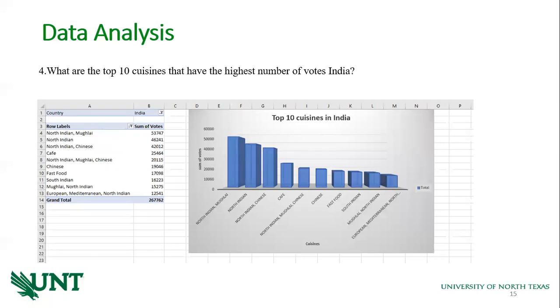What are the top cuisines that have the highest number of votes in India? Since we all know that India is the country with the highest number of restaurants registered with Zomato, the Zomato restaurants in India provide various kinds of cuisines. The most preferred cuisines in India are North Indian, Mughlai, Chinese, fast food, etc.